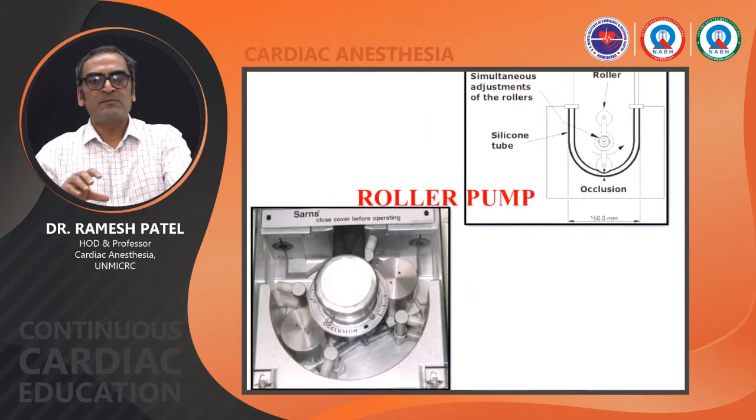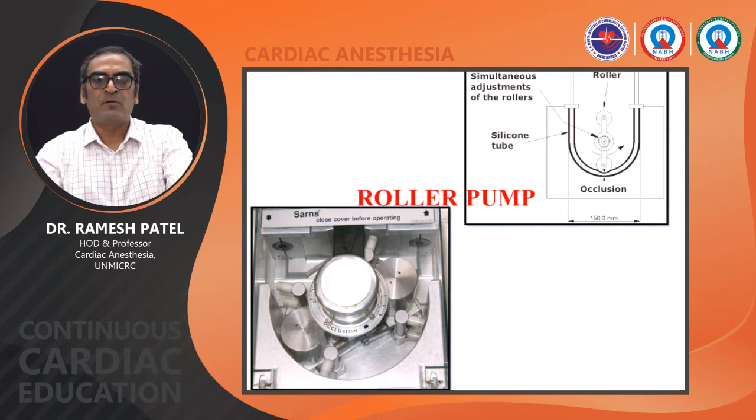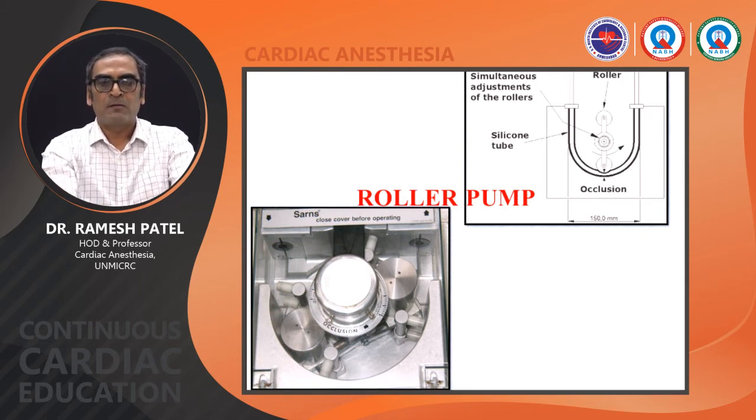You can see the diagram as well as a photograph of the roller pump in the right upper quadrant. This is a diagram of the roller pump. You can see the curved raceway. There is a metal curved raceway here, and tubing is fixed in this raceway.